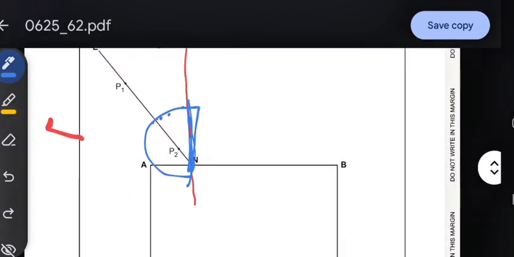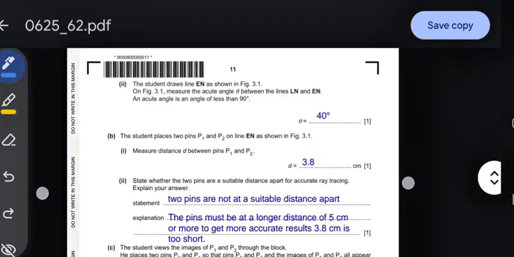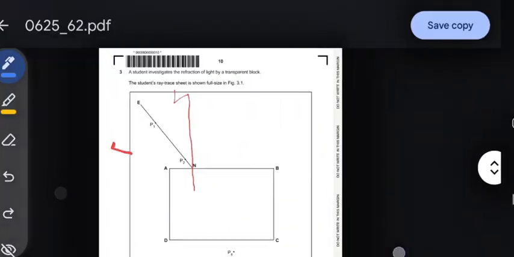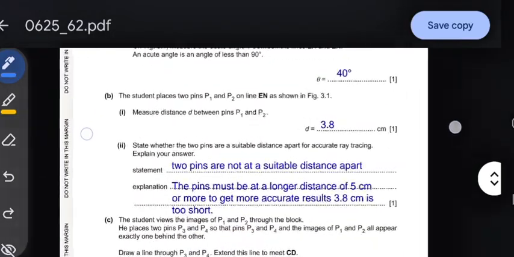Okay, wait, just let me erase this protractor. So this is P1 and this is P2. This is how they have drawn it. Now measure the distance between these. Again, this is easy. You'll just place your ruler like this and measure the distance. Easy questions. So you get 3.8.